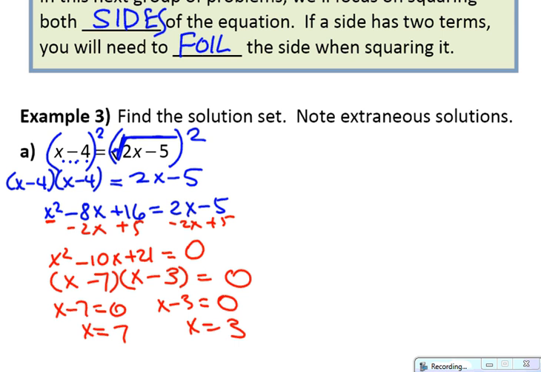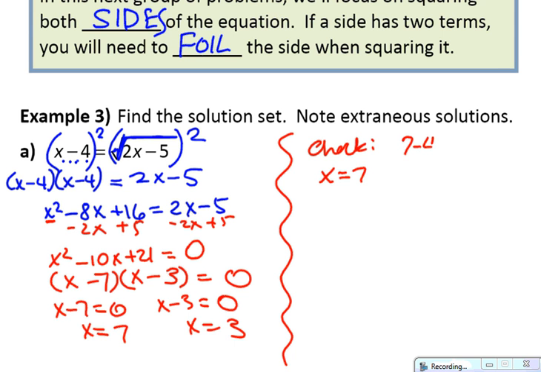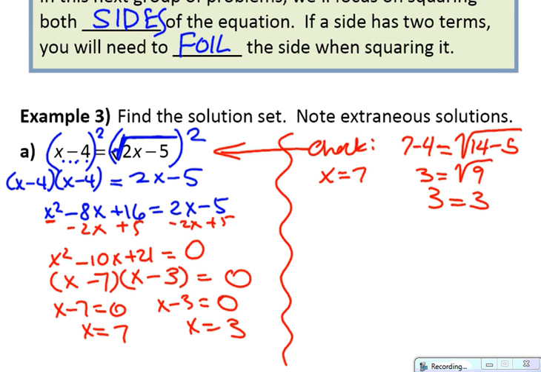Check. Draw a little squiggly line here. So let's check it. And when I do check the x is 7, that's going to give me 7 minus 4 is equal to, I'm checking over here, is equal to the square root of 2 times 7, that's 14, minus 5. So 3 is equal to the square root of 9. 3 is equal to 3, and that checks.